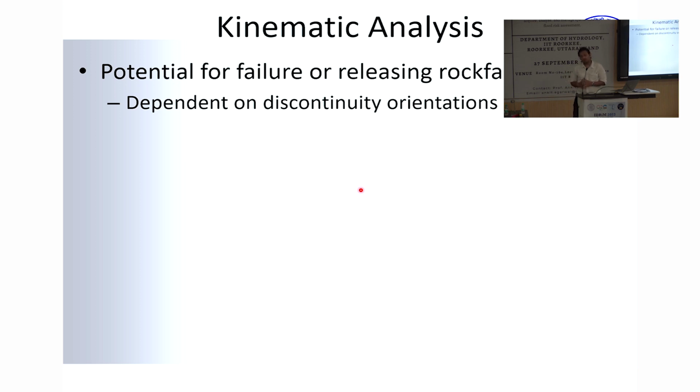This potential of the failure depends on the discontinuity orientation, which means how the structural discontinuity is oriented in space with respect to the slope. There are only two things that we need to worry about when we are talking about landslides. Don't fall asleep. Where were we? We were talking about the structural discontinuities and the slope.